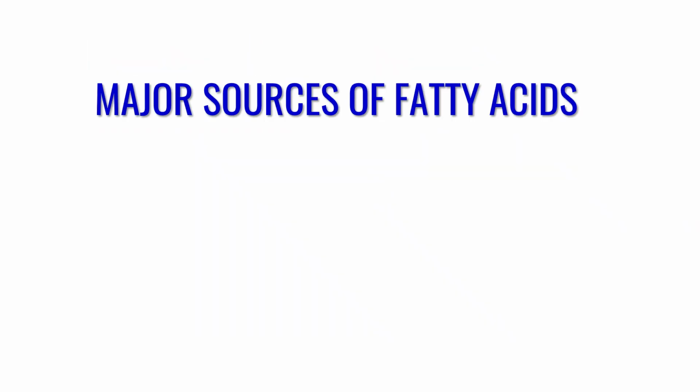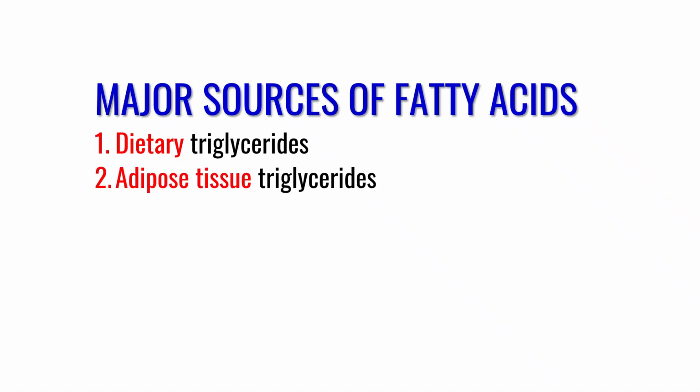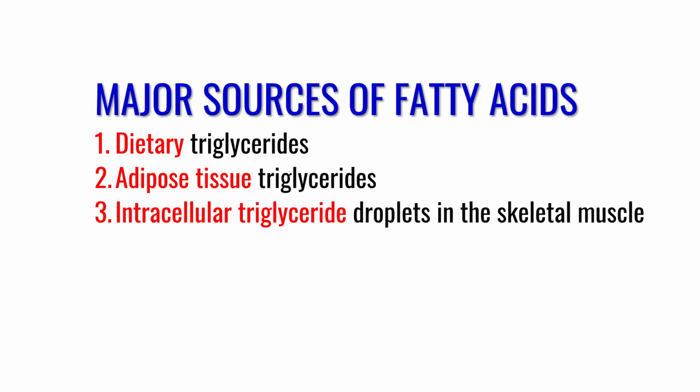What are the major sources of fatty acid for beta oxidation? These are 3 sources. First is fatty acids coming from dietary triglycerides. Second major source is fatty acids coming from adipose tissue triglycerides. And the third one is intracellular triglyceride droplets in the skeletal muscle. Free fatty acids released from adipose tissue bind with albumin and are delivered to the oxidative tissue for beta oxidation.